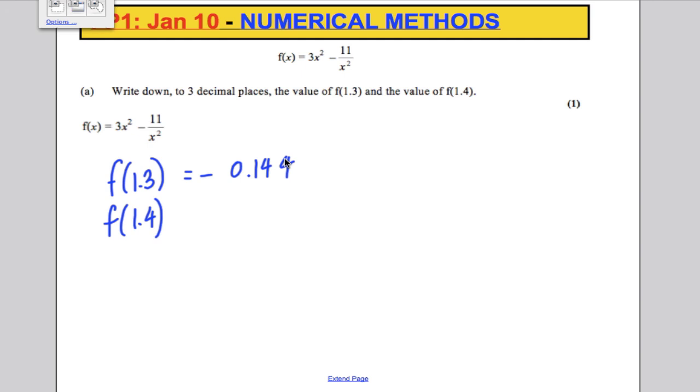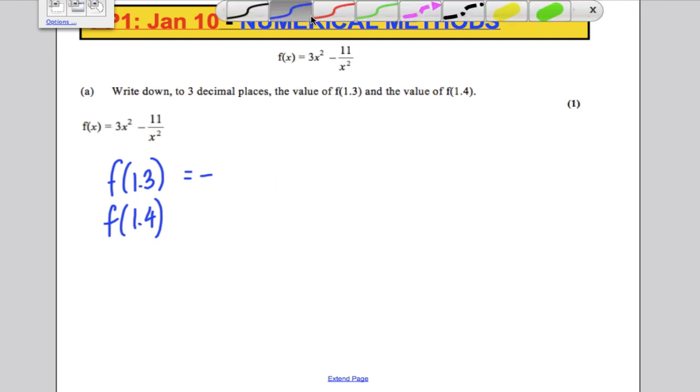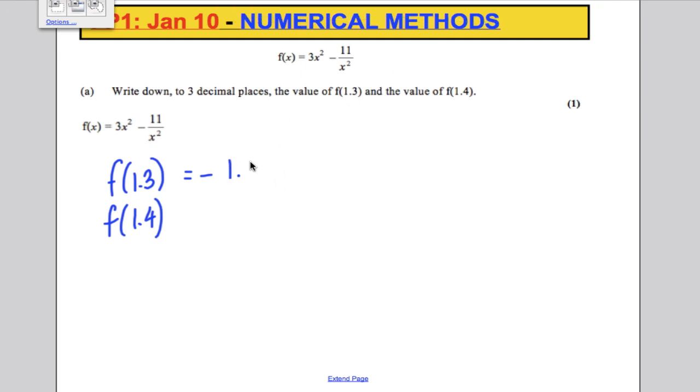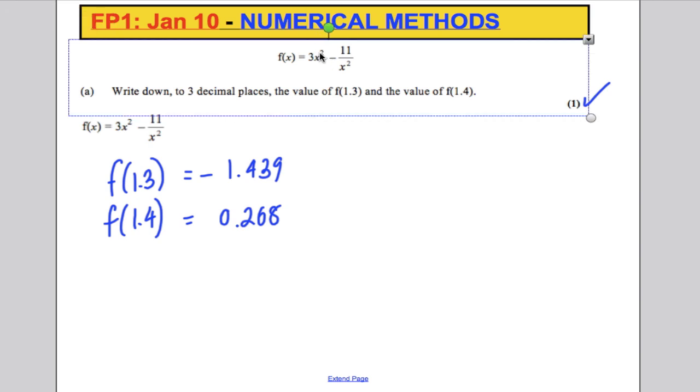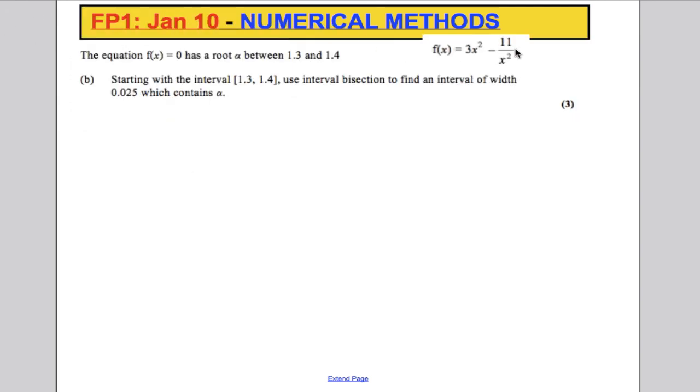Sorry, my mistake there. To 3 decimal places, f of 1.3 is negative 1.439, and then you type 1.4 and you get 0.268. Easy, 1 mark.